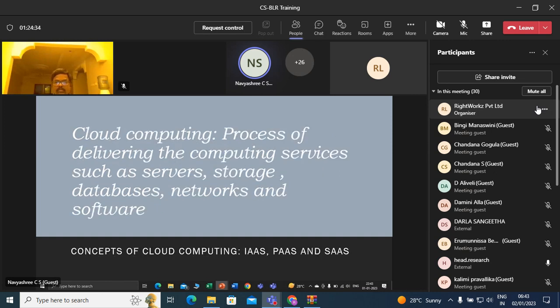The next question is, what is cloud computing and the concepts of cloud computing? Cloud computing is a process of delivering computing services such as servers, storage, databases, networks, and software. As you all know, there are three concepts in cloud computing: IaaS, that means Infrastructure as a Service; PaaS, that is Platform as a Service; and SaaS, that means Software as a Service.